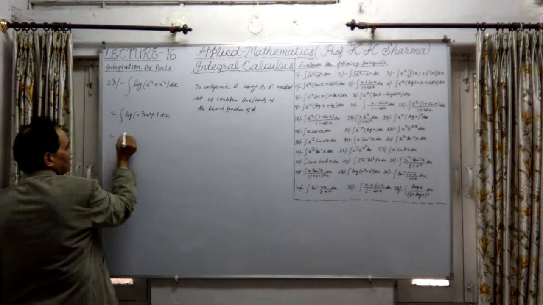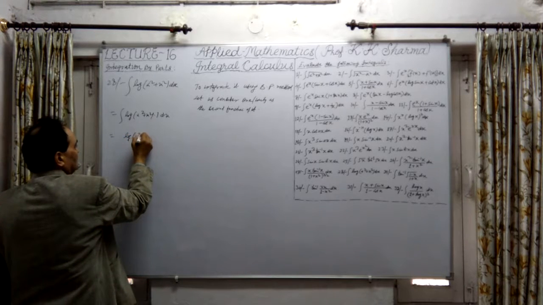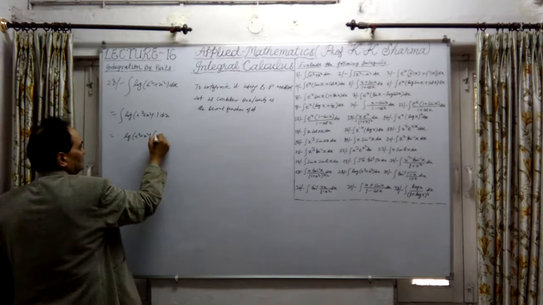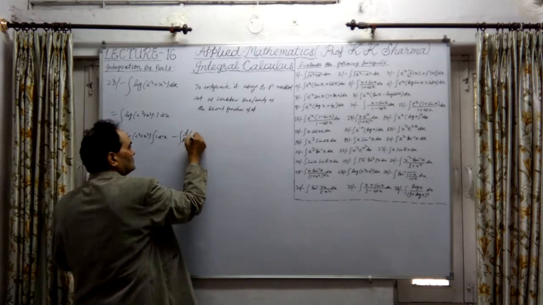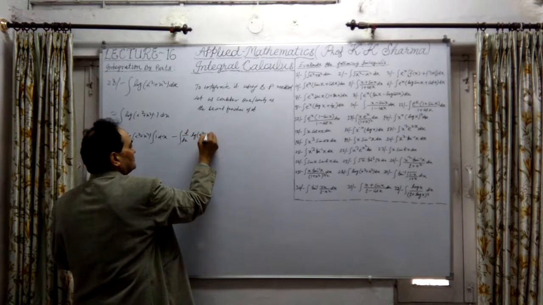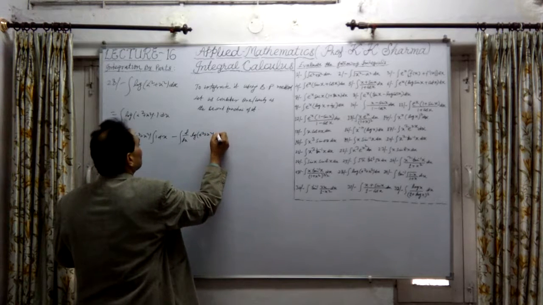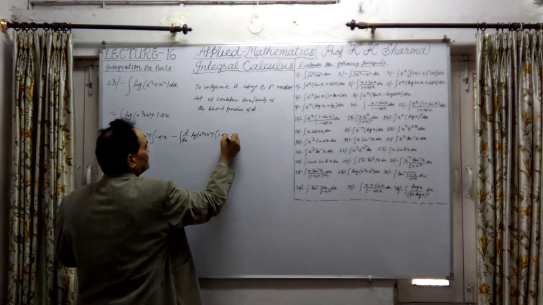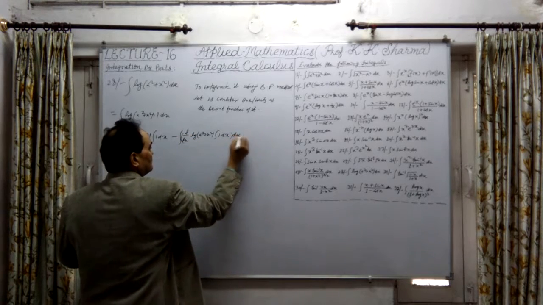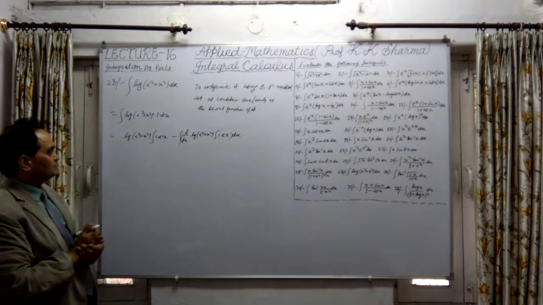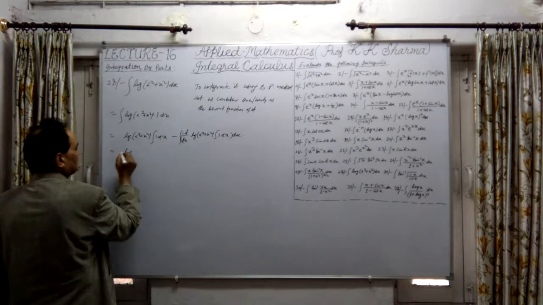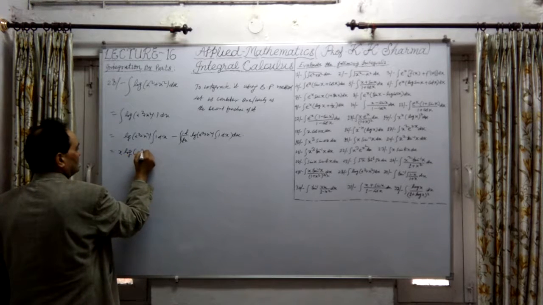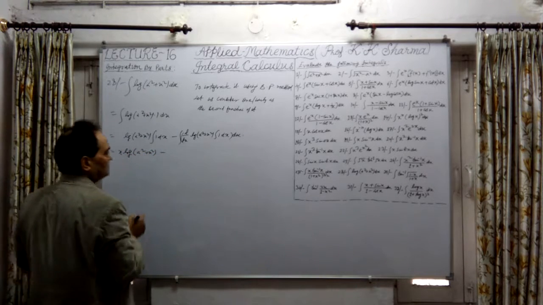So it will be log of a square plus x square, first function as it is, integration of 1 into dx, minus sign. Now d/dx of log of a square plus x square into integration of 1 into dx, whole dx. Okay, so this is this value. Now let us consider this. This is nothing but x. So x into log of a square plus x square minus sign.